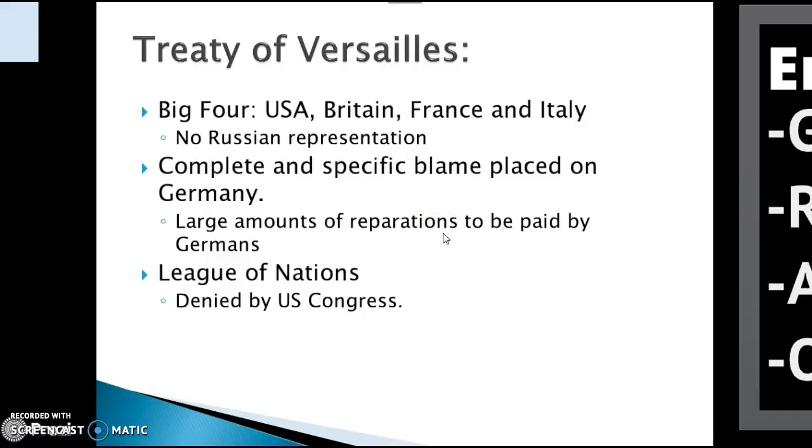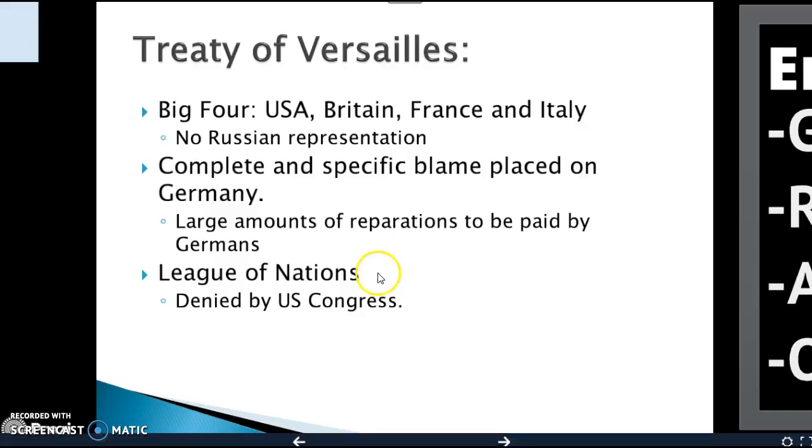So the continent of Europe has been totally destroyed, and the Germans have to accept all the blame and say they will pay to repair everything. Woodrow Wilson from the United States is not in favor of this, but it goes through anyway. Now, Woodrow Wilson's big thing was something called the League of Nations.